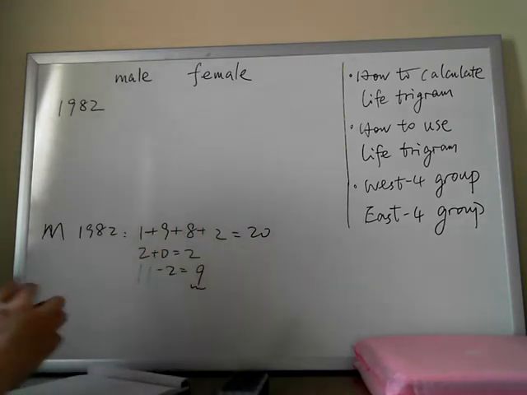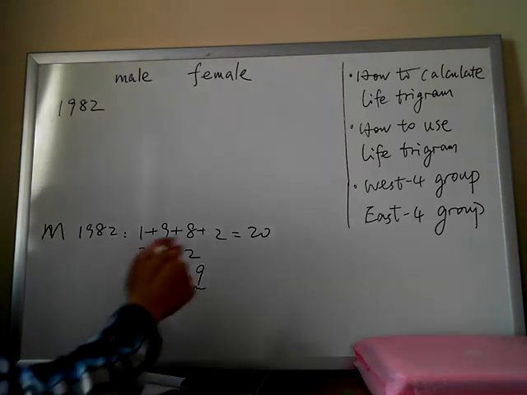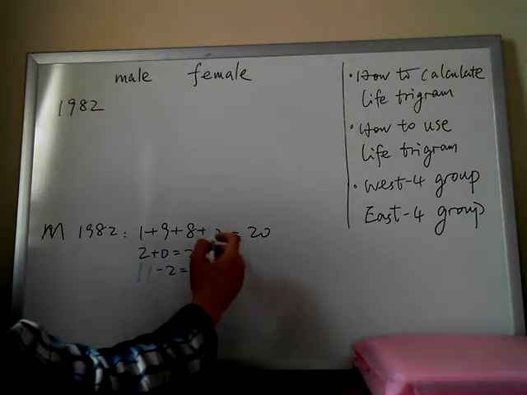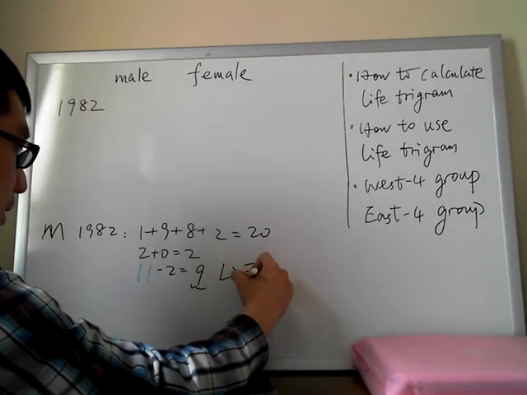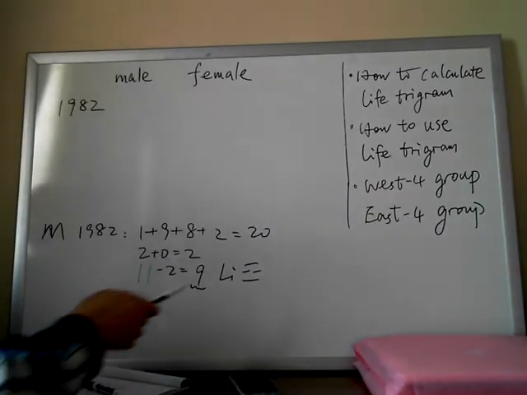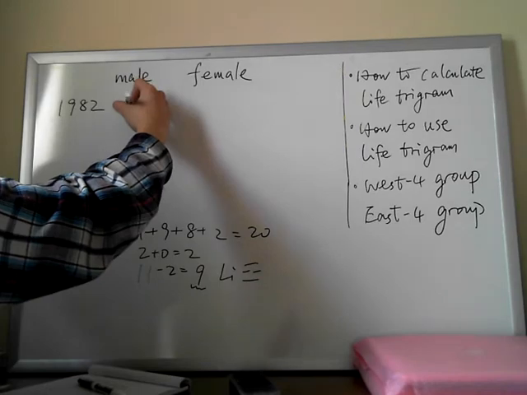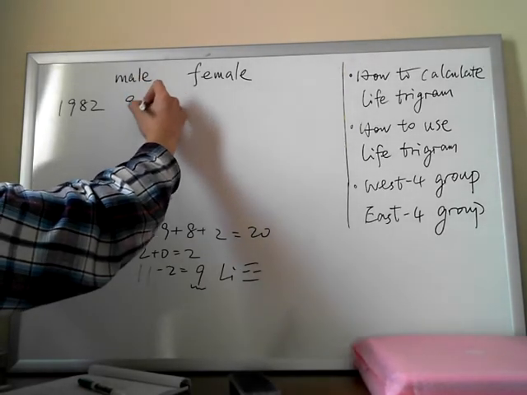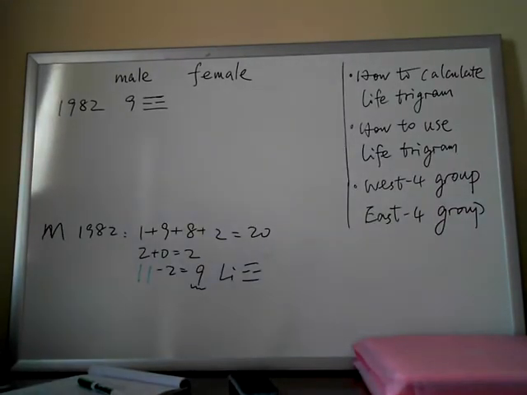That's the result. Remember that each trigram is associated with a number. So 9, which trigram is associated with 9? It's Li. You can look up your notes. So Li, 9, Li, is the life trigram of a boy born in 1982.